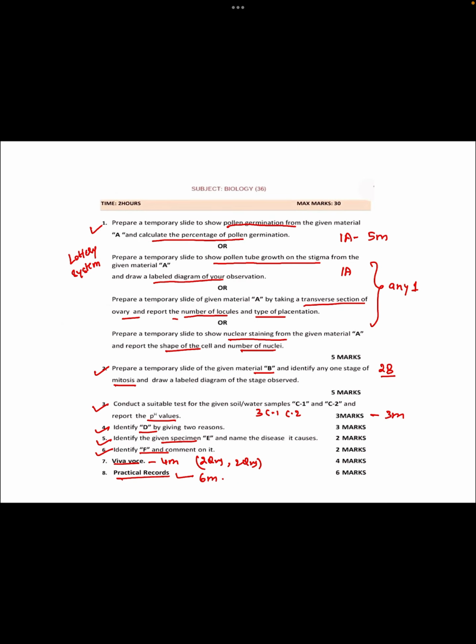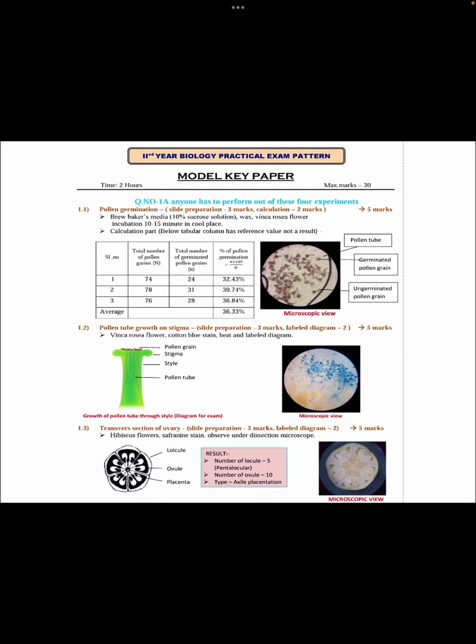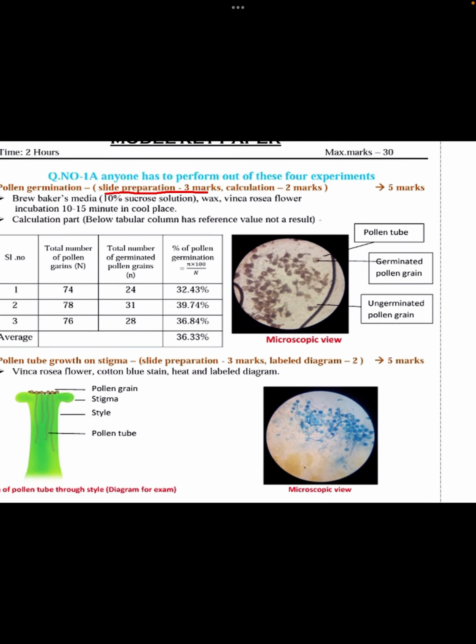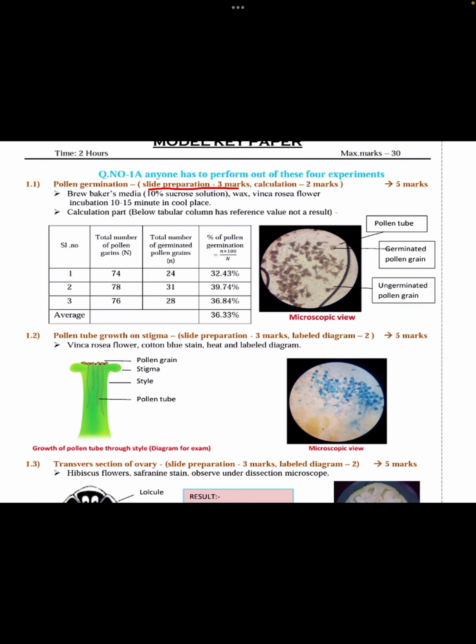So this is a model question paper. Now I'll be discussing the key answers for it. If you get pollen germination, for the slide preparation you will be having 3 marks. I hope it's visible: slide preparation. When you prepare the slide, you will be having 3 marks, and for the calculation you will be having 2 marks.